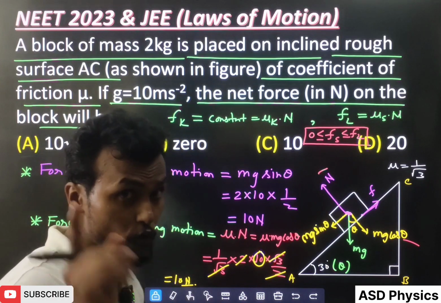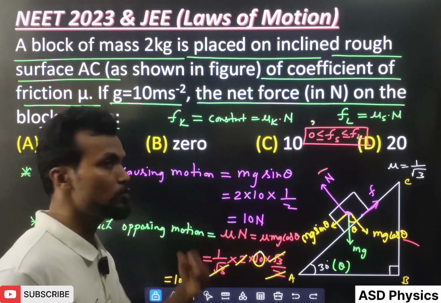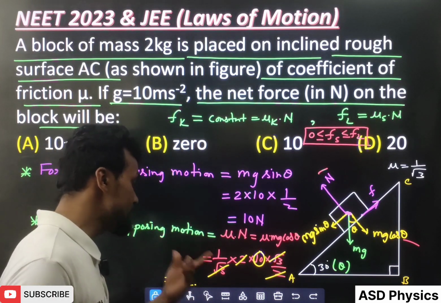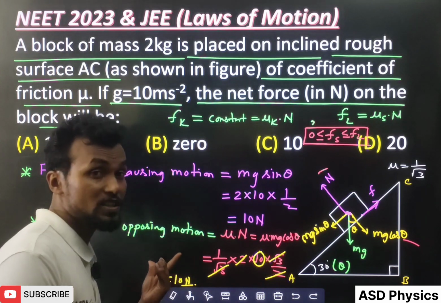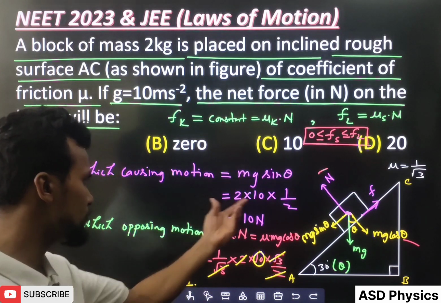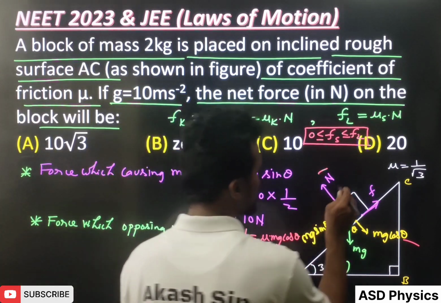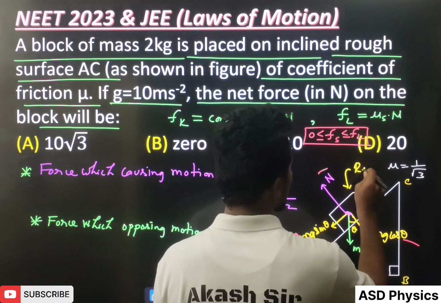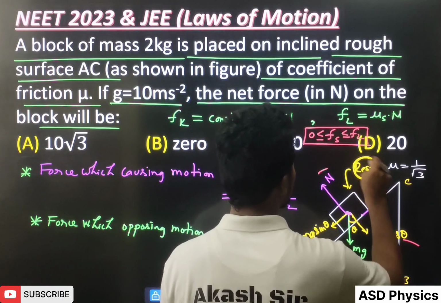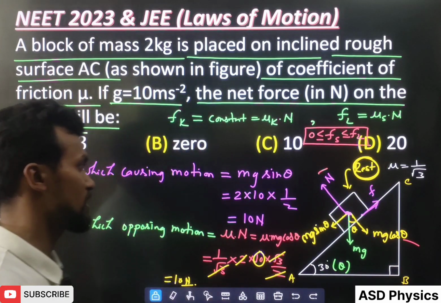That means it is coming to 10 Newton. Now you see, the force causing the motion is 10 Newton, and the maximum value of the static friction is also 10 Newton. So both the forces are equal. That means the block is in which situation? The block is in a rest situation. Remember that here.